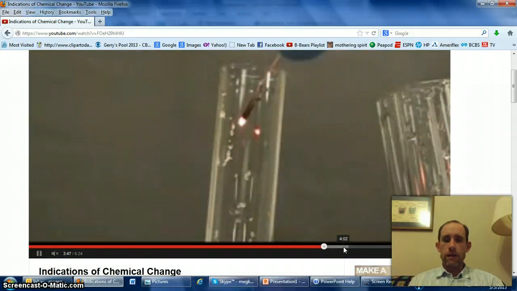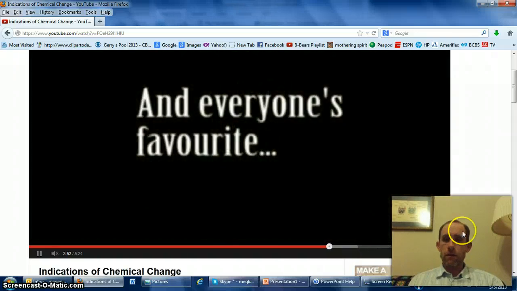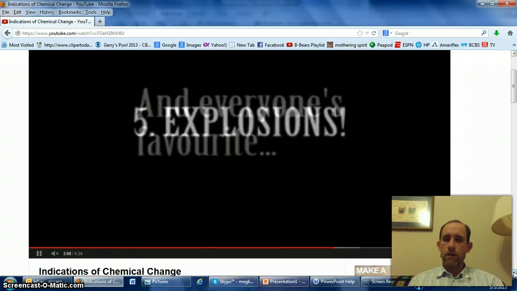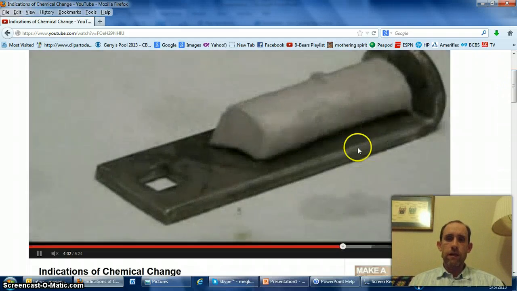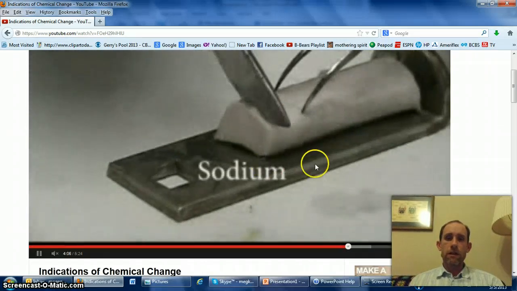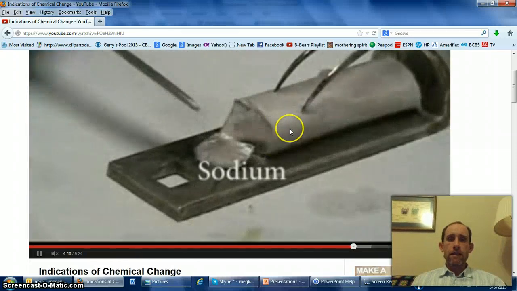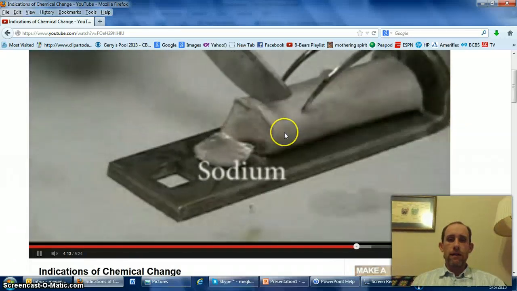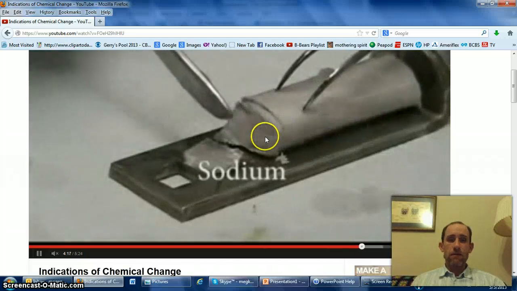And here's a close-up in case you didn't see it the first time. And he's going to show you what everyone's favorite indication of a chemical reaction is, explosions. And here he's going to be using sodium, which, as I'd mentioned, is one of the ingredients of salt. Sodium chloride is salt, but as it occurs alone, it's definitely not edible.